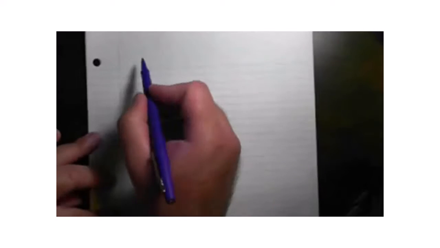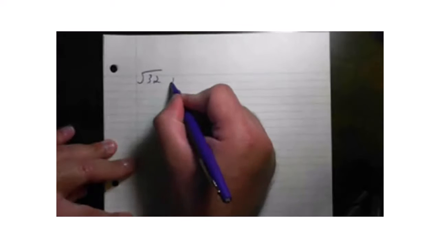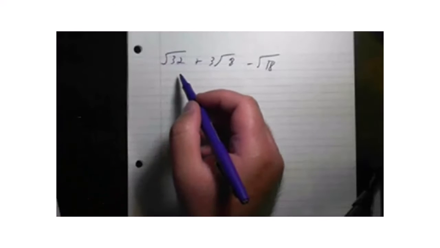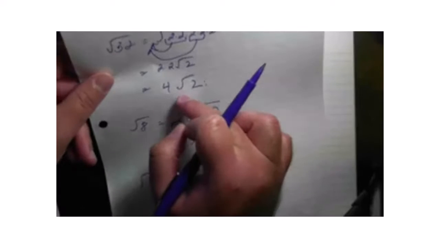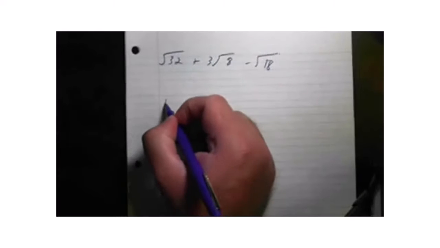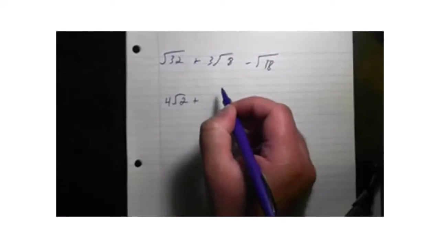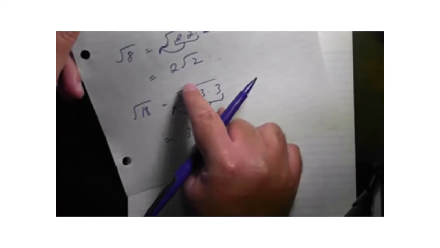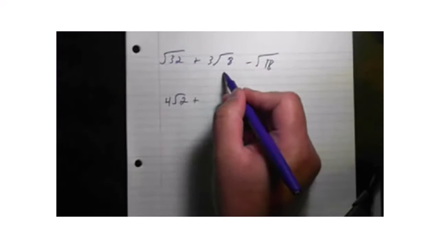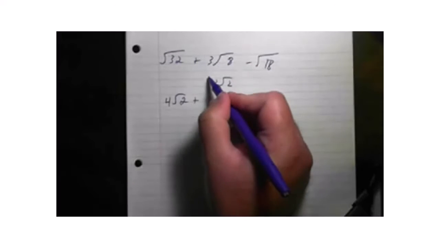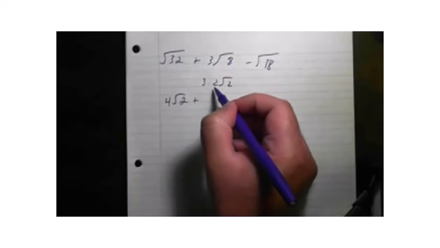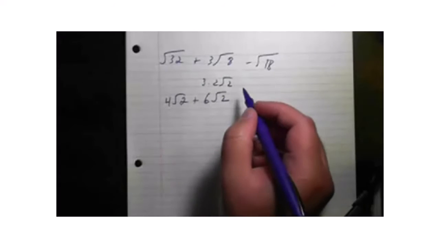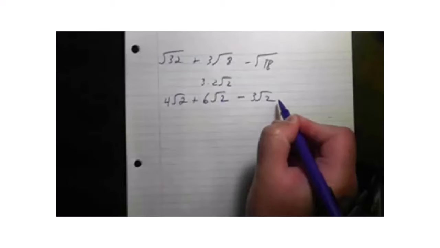Now, I've got root 32 plus 3 root 8 minus root 18. Root 32 we just found was equal to 4 root 2. So 4 root 2. 3 root 8, well, I found that 1 root 8 was 2 root 2. Right? So root 8 is 2 root 2. And I've got to multiply it by 3 in front. 3 times 2 gives me 6, so this is 6 root 2. Okay? The root 18 is 3 root 2.